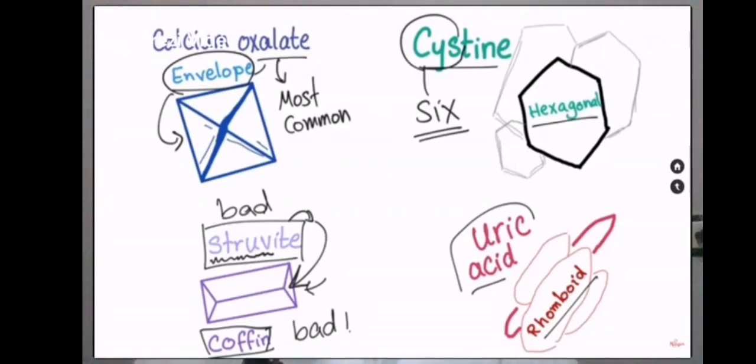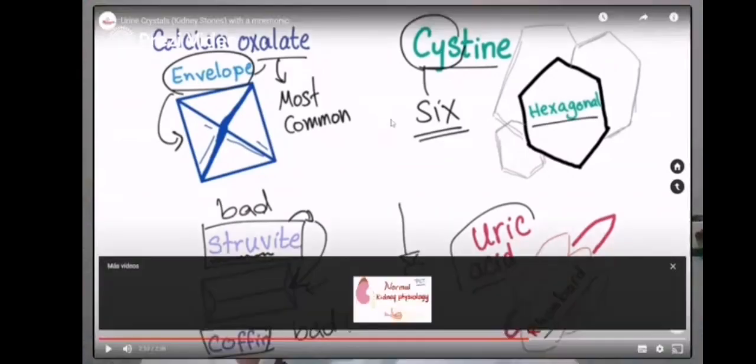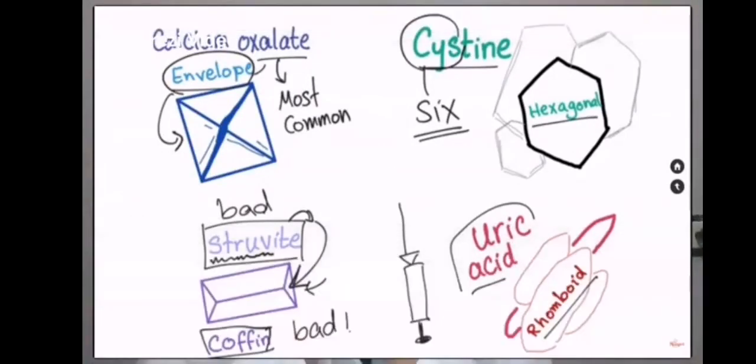And in gout, the definitive diagnosis is to get a joint aspirate, okay, to see these crystals. If you see them, they are negatively birefringent and they are elongated. So here, this is the most elongated shape. So uric acid, rhomboid. So envelope, calcium oxalate. Hexagonal, cysteine. Coffin-shaped, struvite stones, the evil one. Rhomboid, elevated uric acid. I hope it's simple because it is.